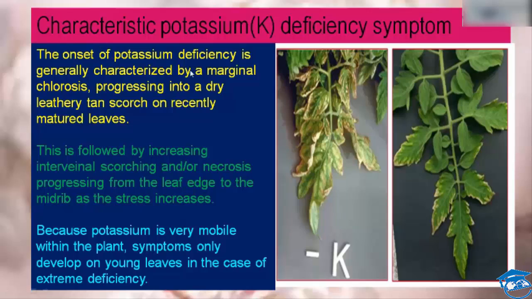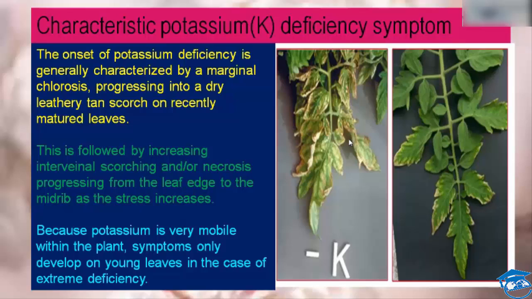The onset of potassium deficiency is generally characterized by marginal chlorosis. See, this is the margin of a leaf and here chlorosis is taking place, that is, yellowing of the leaf takes place at the margins, and then it progresses into a dry leathery tan scorch on recently mature leaf. As you can see, it has converted into a dry leathery tan scorch-like structure, and this is followed by increasing intervenal scorching.